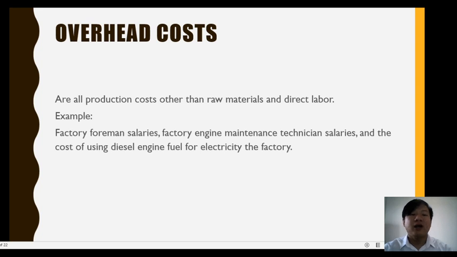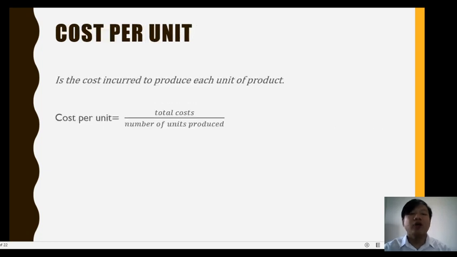Overhead costs are production costs other than raw materials and direct labor. Examples: factory foreman salaries, factory engine maintenance technician salaries, and the cost of diesel engine fuel for electricity in the factory. Cost per unit is the cost incurred to produce each unit of product. Cost per unit equals total cost divided by number of units produced.